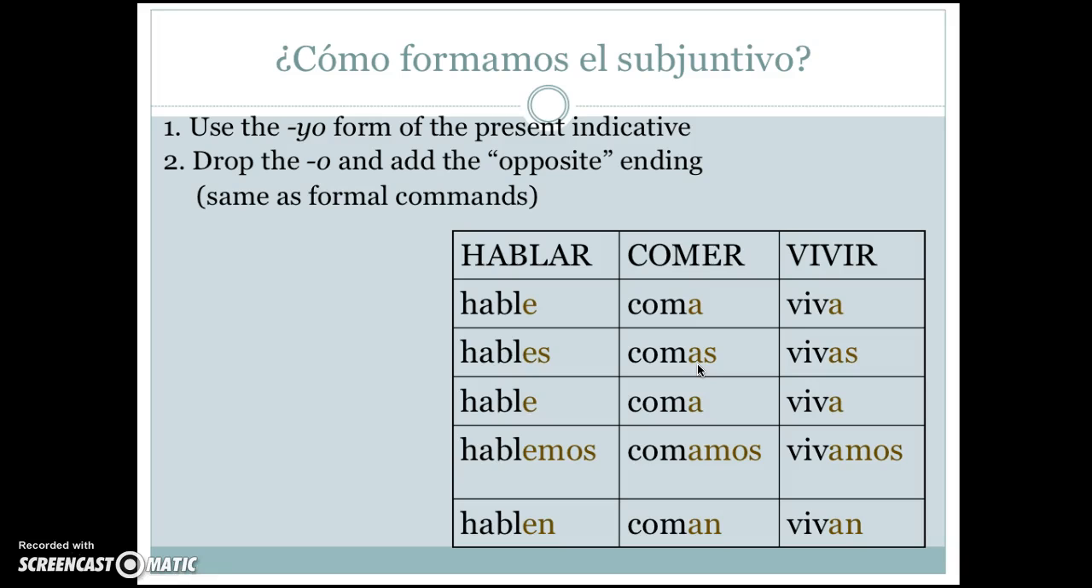How do we form the subjunctive? This explanation should be clear in the book. It's very similar to the formal commands in that we start with the yo form of the present indicative. So hablar, yo hablo, comer, yo como, vivir, yo vivo. Then we drop the O and we add the opposite ending. If it's an AR verb, we use an E. If it's an ER or IR verb, we use an A.